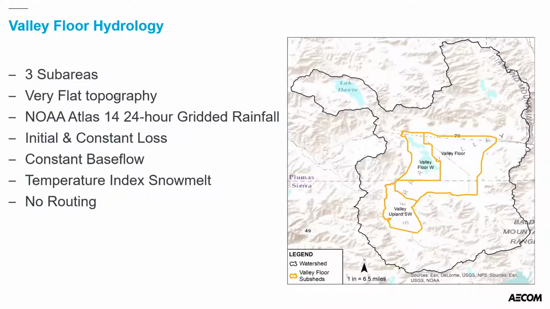For valley floor hydrology, we have 3 subareas. It's very flat, but we still needed 3 subareas because of land use, soil type, and precipitation. The precipitation does, and you'll see that in a second, vary across the valley bottom. So we wanted to make sure to account for that and develop homogeneous areas. And again, the difference here is that we have no routing at all. The routing comes in the HEC-RAS modeling.